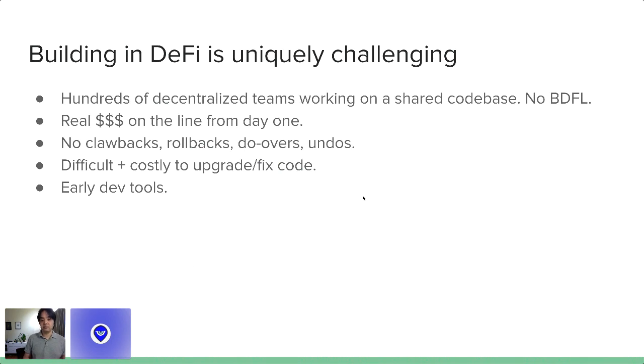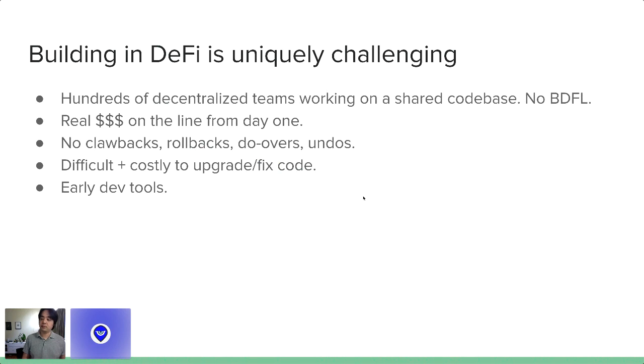In addition to that, real dollars or yen or Bitcoin or Ethereum are on the line from day one. So not only are you potentially putting your users' funds at risk, but you're also giving potential hackers or folks who would want to exploit your system a financial incentive from the very first day to try to attack it. And then, as we all know, with blockchain, there are no clawbacks or rollbacks or do-overs. In the traditional financial system, a lot of the risk is mitigated because there are ways to undo bad transactions in hindsight, and we don't have any of that here.